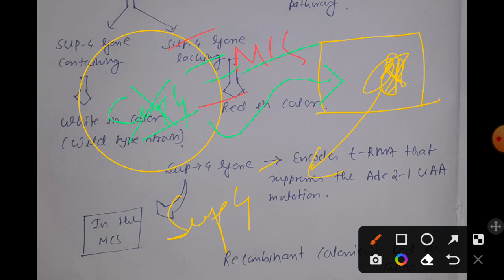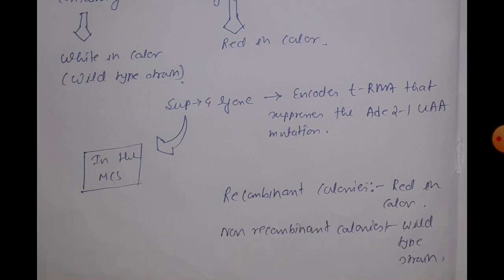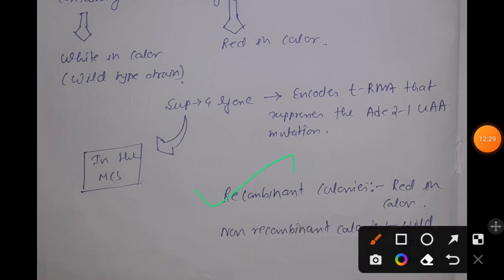On the other hand, if self ligation occurs, then the SUP4 gene will be intact. As the SUP4 gene is intact, it can now complement the sup4 mutation, and as a result, the non-recombinant colonies will be white in color. Why? Because the SUP4 gene that the YAC provides is going to suppress the ADE mutation. That is why in red white screening, you will get red color colonies for recombinant cells and white color colonies for non-recombinant cells. So that is the idea of red white screening.